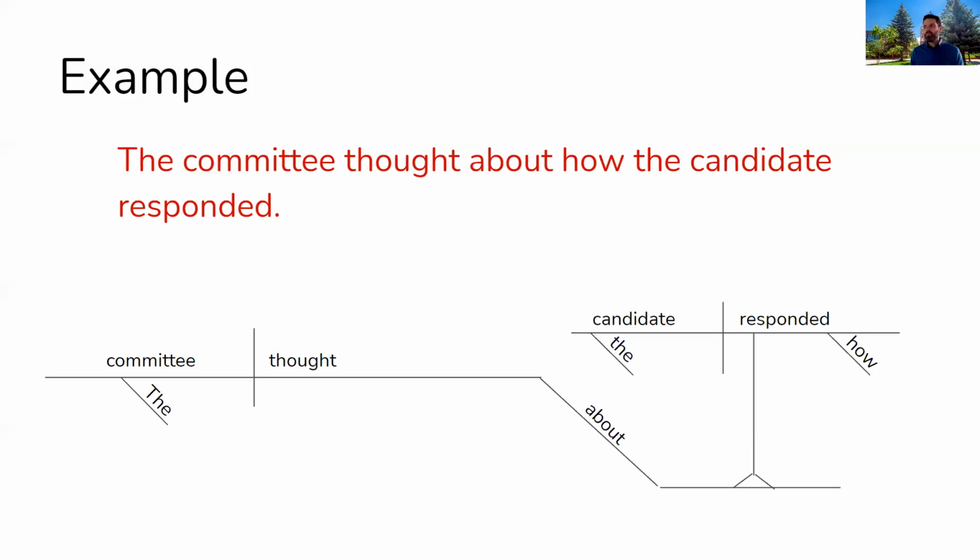So the committee thought about how the candidate responded. So we've got kind of two things happening here. We have to identify where it fits in the dependent sentence. It has to be in some kind of noun position. And then we figure out what's the missing piece of information that is replaced by the interrogative. Okay, and then that interrogative gets fronted at the beginning of the clause before it gets placed in the appropriate spot in the independent sentence.